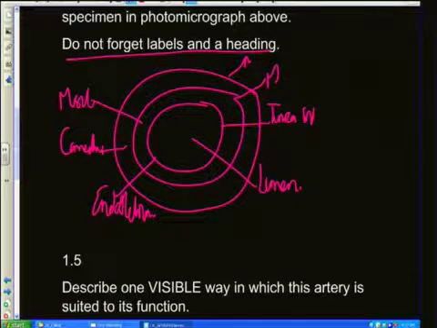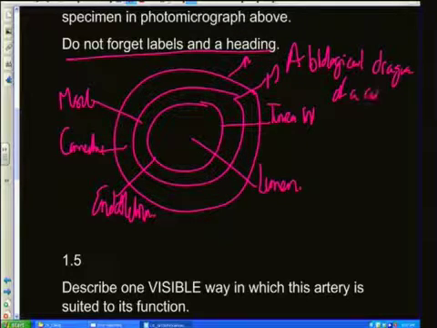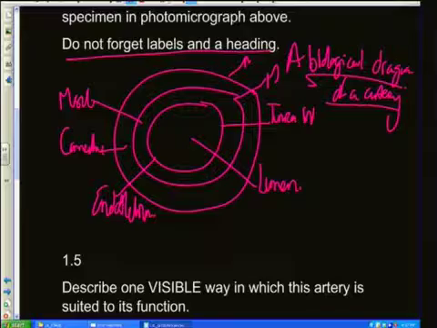And how do we always start a heading? A biological diagram of an artery. There we go. If your teacher is specific, they might even ask for a magnification.